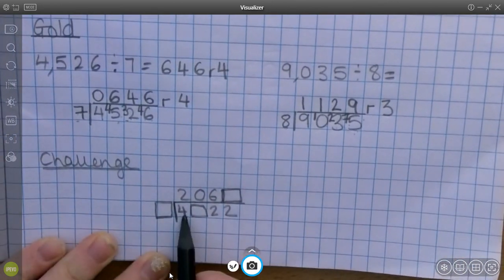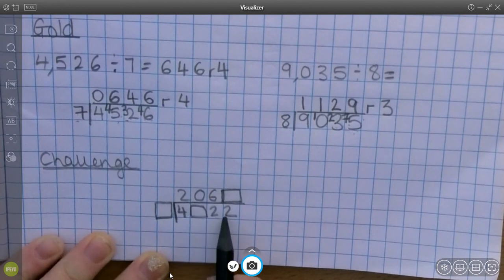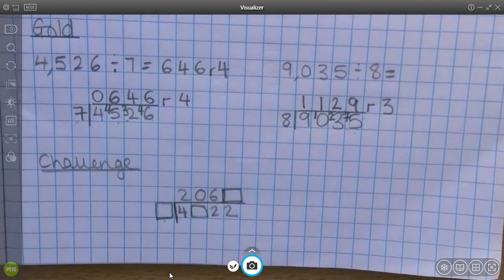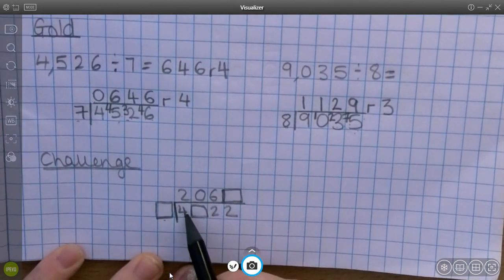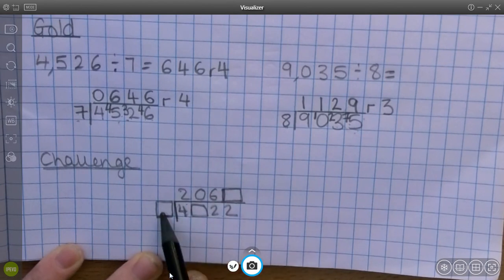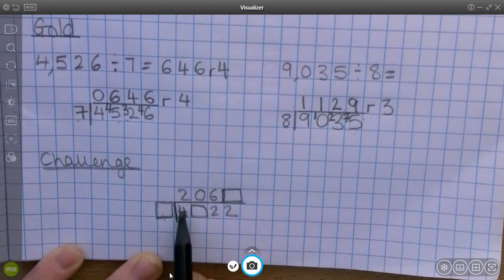I've got 4,000, I don't know how many hundreds, and 22 divided by something equals 2,060 something. So I've got 3 digits here to work out. And I'm going to start by looking at my highest place value, looking at what the answer is above it. So I've currently got 4 divided by something is 2. What can I work out to start with? 4 divided by what makes 2? Well, I know it's 2.